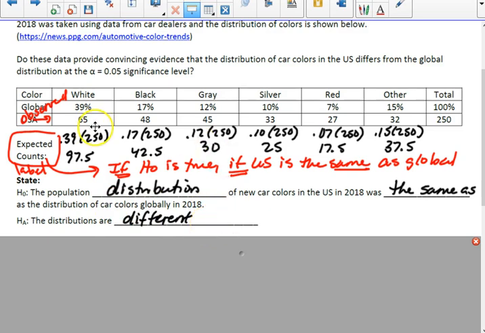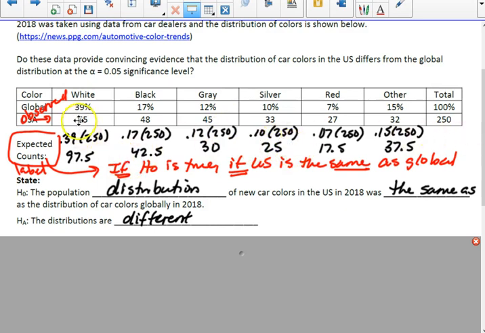So for the null hypothesis, we would expect 39% of our 250 cars to be white, or 97.5 of them. Notice the expected counts do not have to be whole numbers. As a matter of fact, if they are not whole numbers, do not round them. Leave them in decimal form. We would expect 17% of them to be black, or 42.5 cars, 12% of the 250 to be gray, or 30 cars, and so forth.